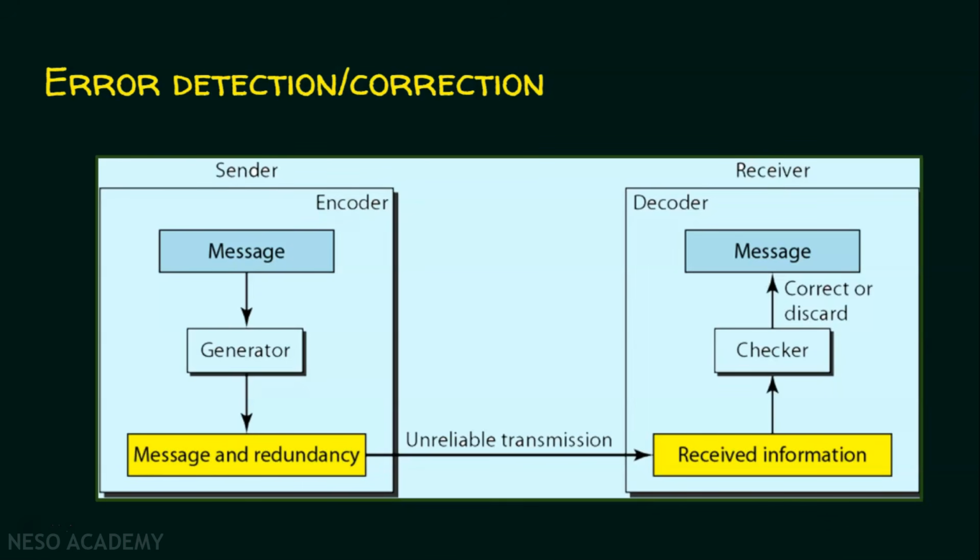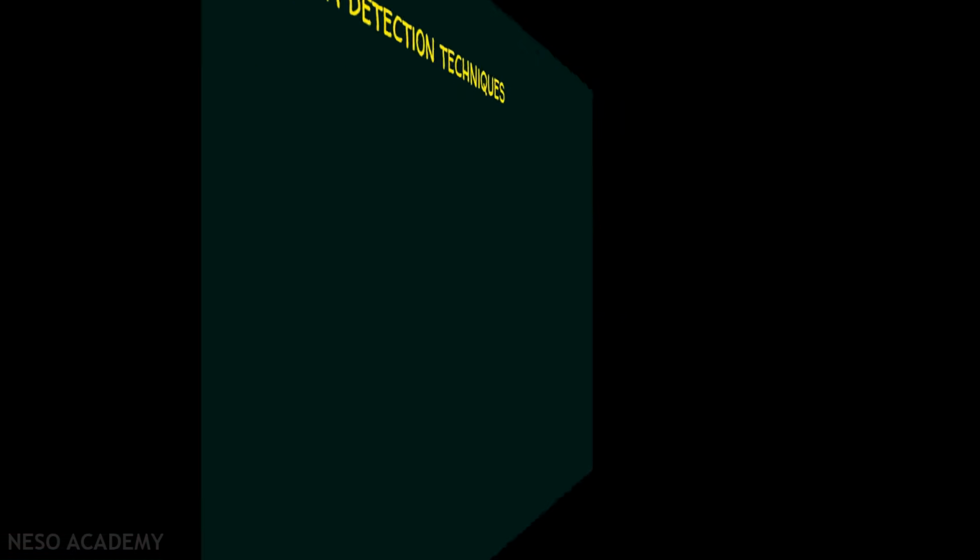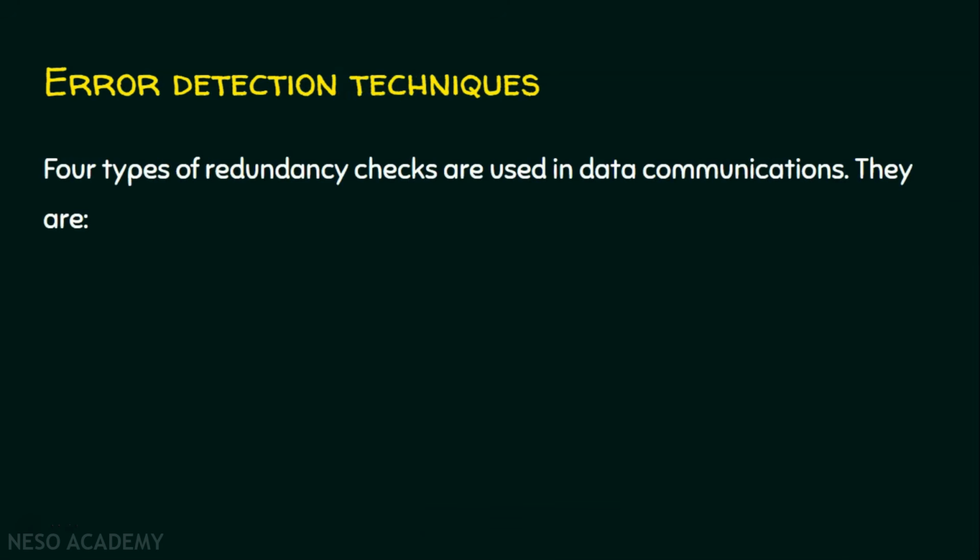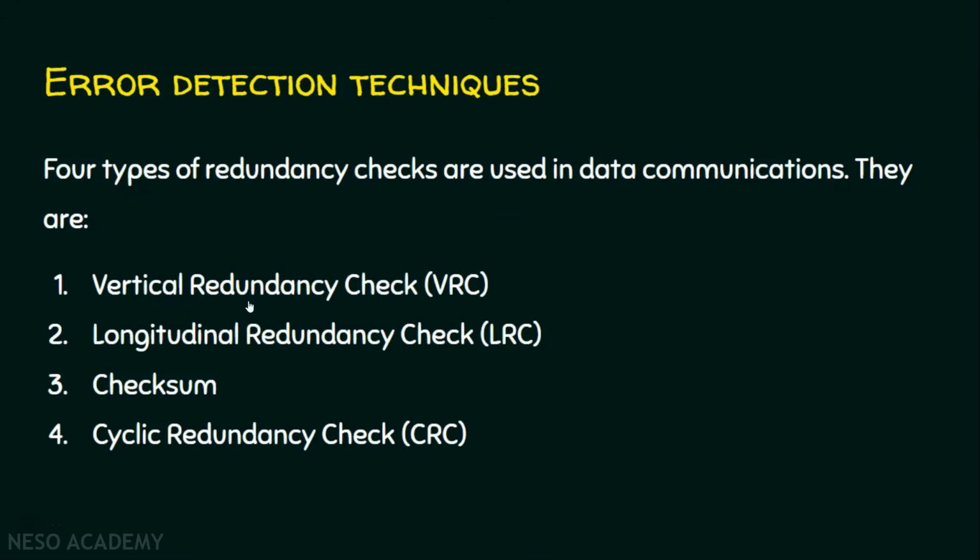And what are the various ways to do error detection? There are basically four types of redundancy checks or techniques used in data communications. Number 1, vertical redundancy check, simply called VRC. Number 2, longitudinal redundancy check, simply LRC. Number 3, checksum, or internet checksum or arithmetic checksum. And the last one is cyclic redundancy check, which is CRC.